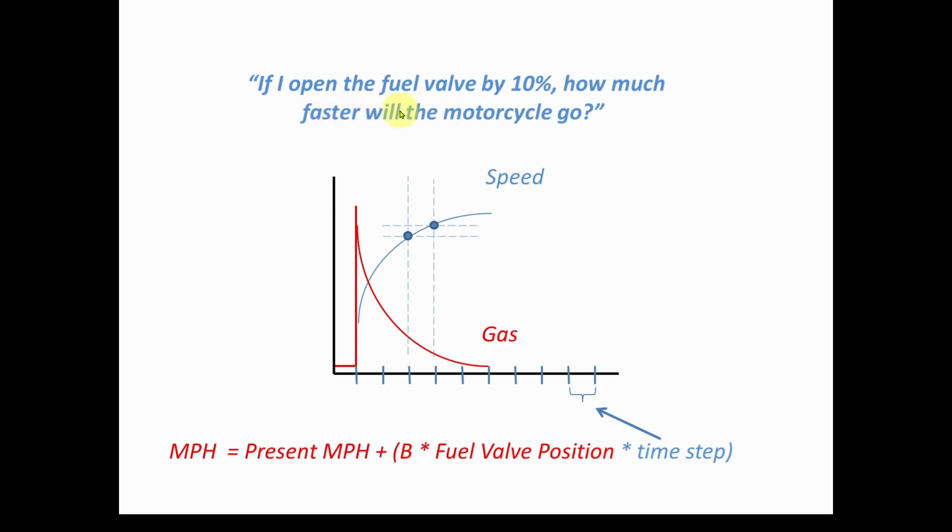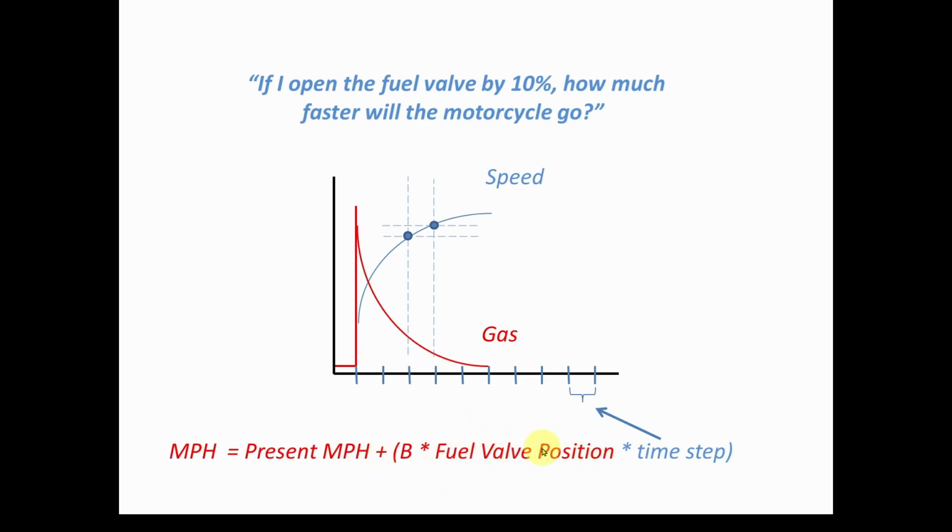So we have to be very conscious that we also have to include that time difference, the new time, to figure out what the new speed is going to be, because speed is a factor of time. So in our equation, it's going to be the present speed plus some factor of the fuel valve position and of the time step. What time in the future are we looking at? This gives us a really good, simple equation to understand how our motorcycle is going to respond over time based on this input fuel valve position.